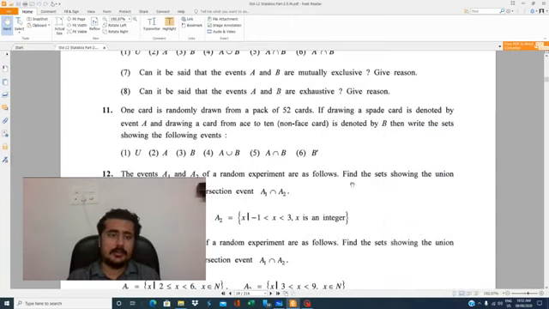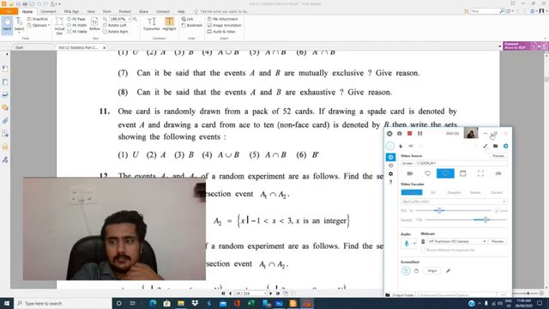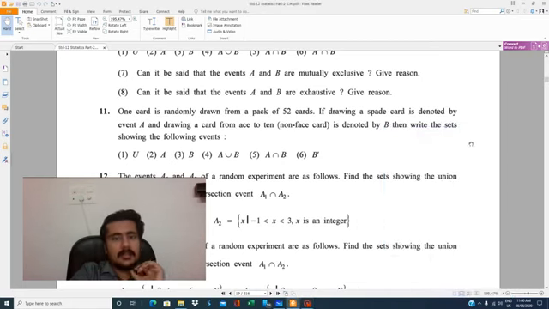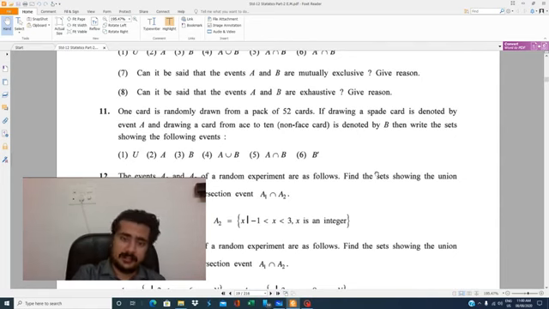Let me read the question first. One card is randomly drawn from a pack of 52 cards. If drawing a spade card is denoted by event A and drawing a card from ace to 10 is denoted by B, then write the sets showing the following events. Number 1 sample space U, second A, third B, fourth A union B, fifth A intersection B, and sixth is B dash.